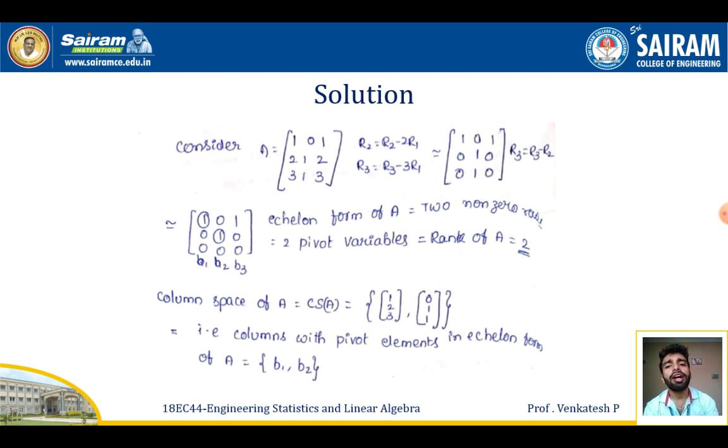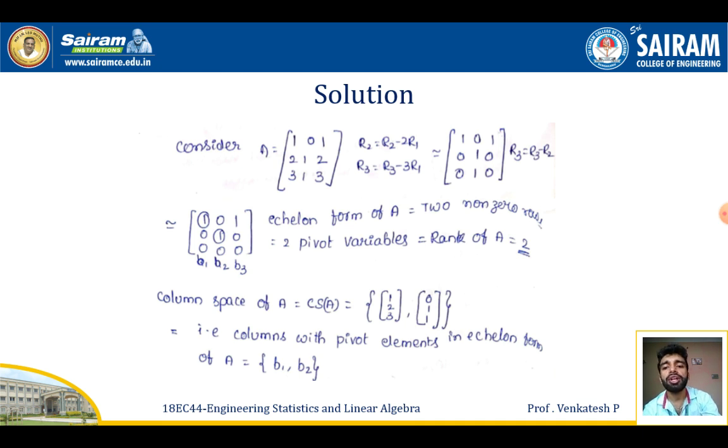First, take the matrix A is equal to 1 0 1, 2 1 2, 3 1 3. First you perform the row operations to get an echelon form for the given matrix A. I'm doing the operations R2 is equal to R2 minus 2 R1, R3 is equal to R3 minus 3 R1. If I perform these operations, the matrix will be of the form 1 0 1, 0 1 0, 0 1 0. Again, to make this one 0, I'll perform the operation R3 is equal to R3 minus R2. I'll be getting 1 0 1, 0 1 0, 0 0 0.